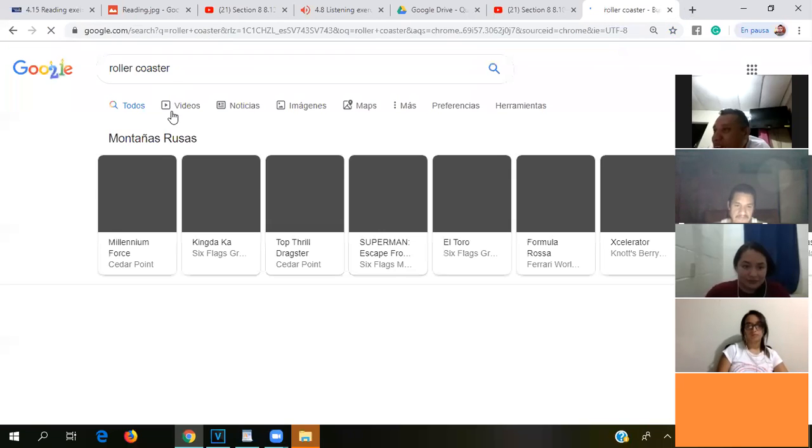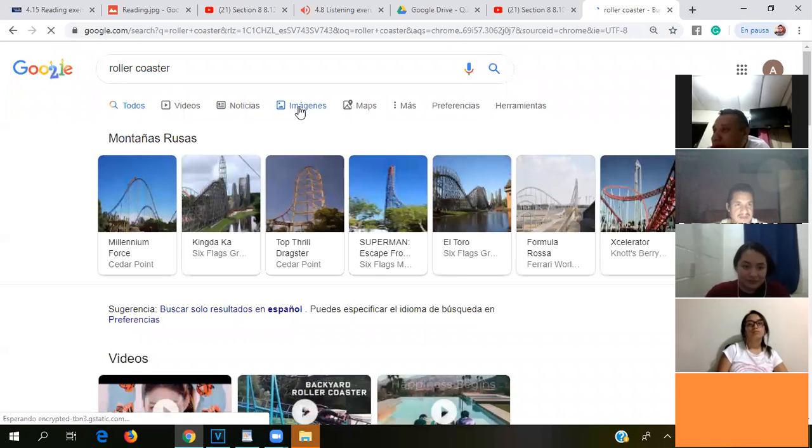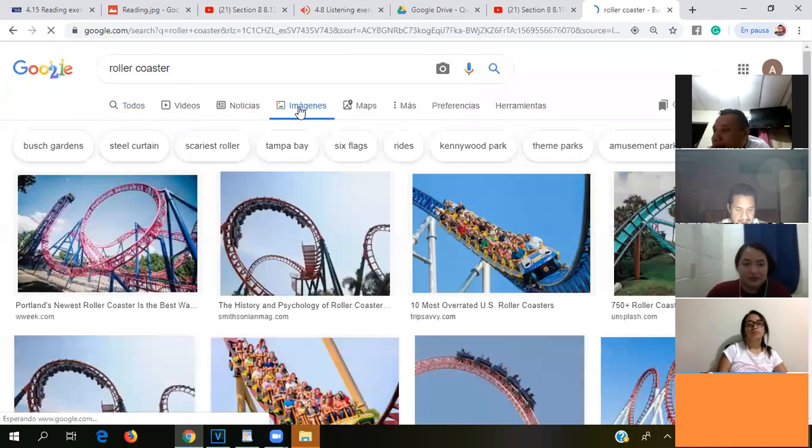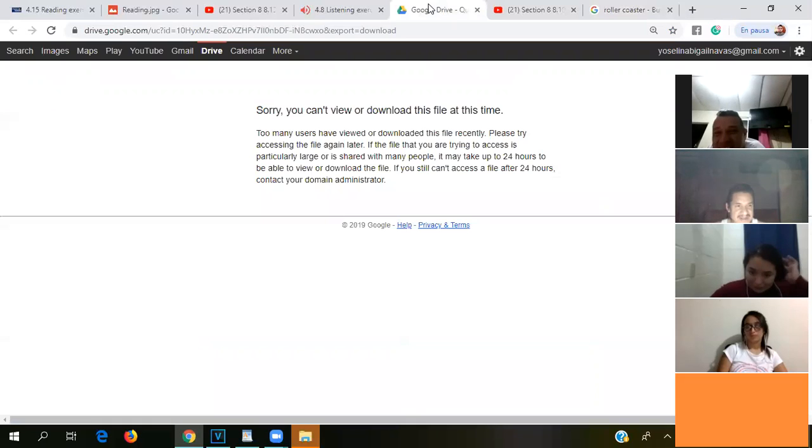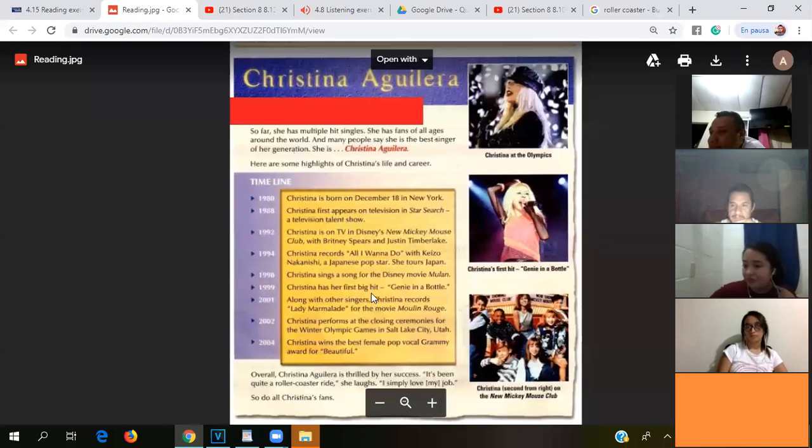¿Qué es lo que dijo que significaba highlight? Enfatizar, resaltar. Les decía que el marcador ese para resaltar lectura se llama highlighter. Resaltador de texto. This is the roller coaster. So the verb is resaltar, enfatizar. Okay, anything else? It's a verb.